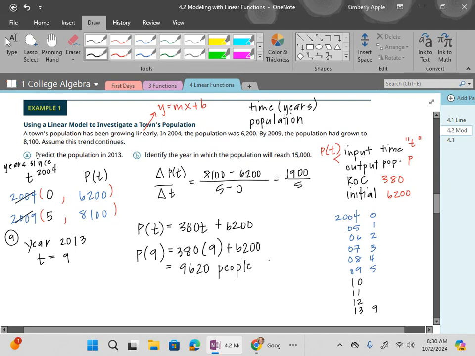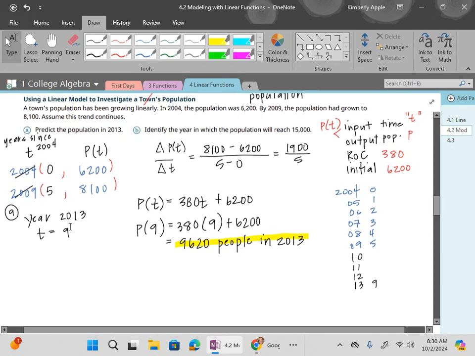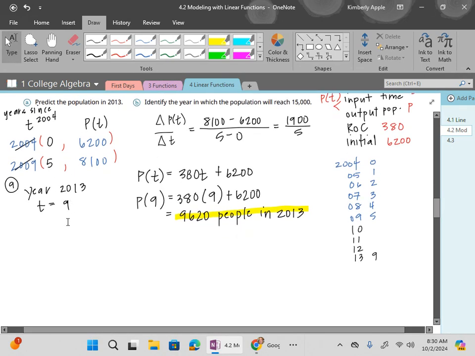So the population in 2013 is predicted to be 9,620 people. Notice I answered in context because the problem was given to me in context. Okay. All right, so now we want to identify the year in which the population will reach 15,000.